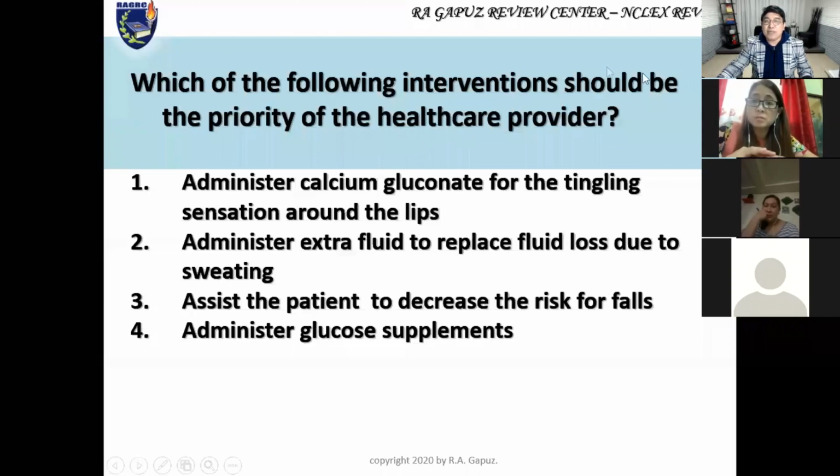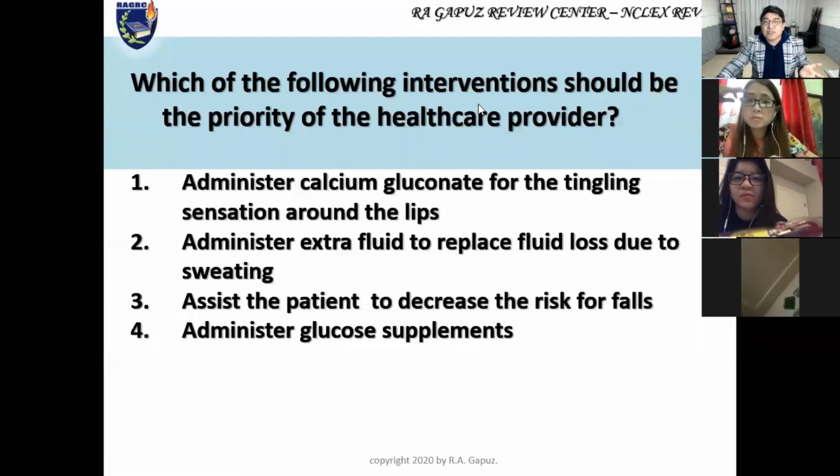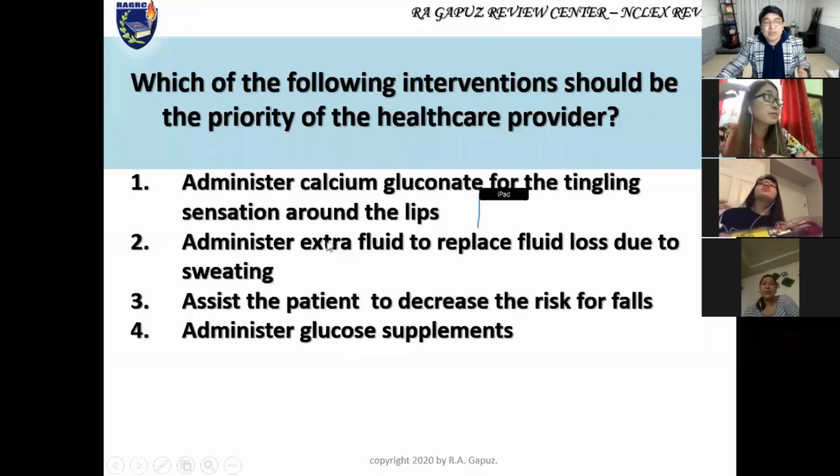Which of the following interventions should be the priority of the healthcare provider? Now, this time you're being asked to prioritize. Look how the options are being formulated. Number one, administer the calcium gluconate for tingling sensation around the lips. Now, this could be associated with hypocalcemia, okay? So is hypocalcemia the main problem based on the syndromic analysis of the question? No. Number two, administer extra fluid to replace fluid loss due to sweating. Is the sweating the main problem in the situation? Once again, no.